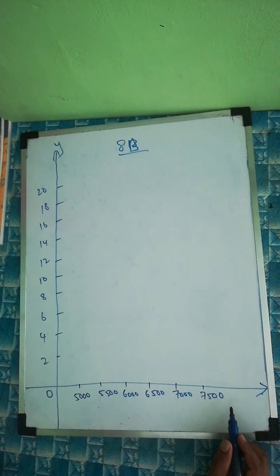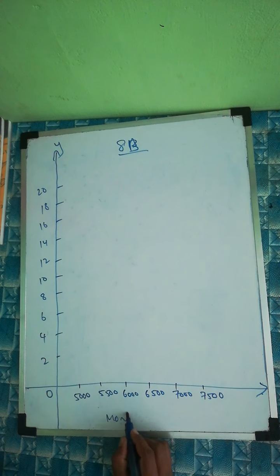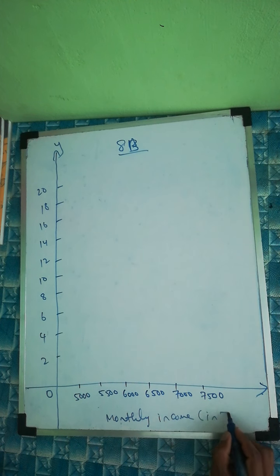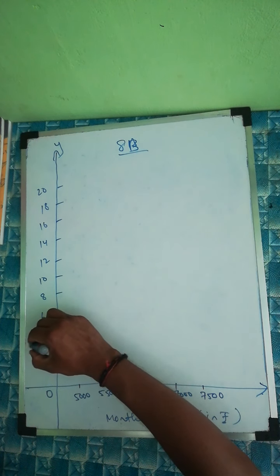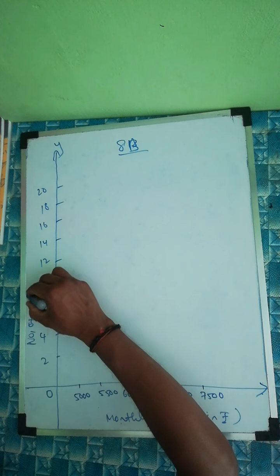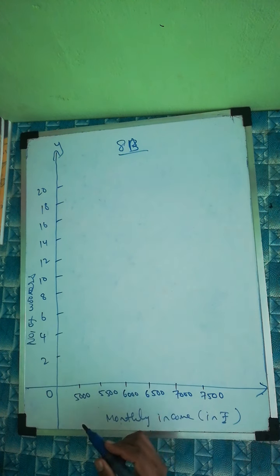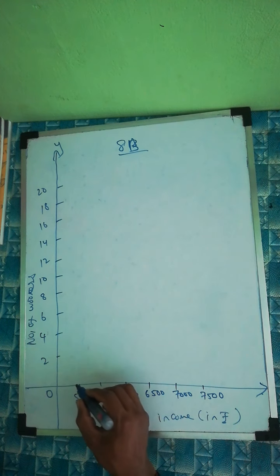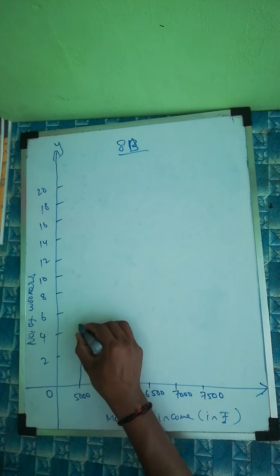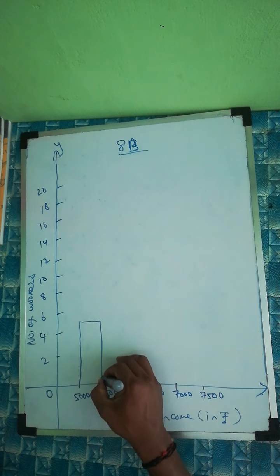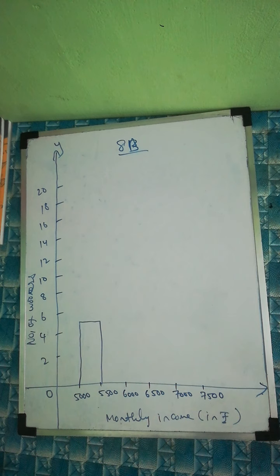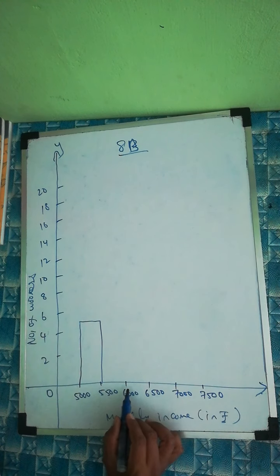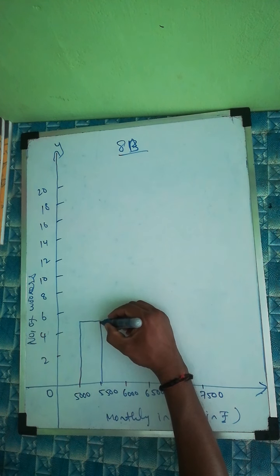So the first one, here is monthly income in rupees, and here is number of workers. Here is 5000 to 5500, the first one. That is 5 given, so 5 means between 4 and 6, the middle, 5, so you just mark it. The next one is 8, so 5500 to 6000, that is 8, so we'll join from here itself.